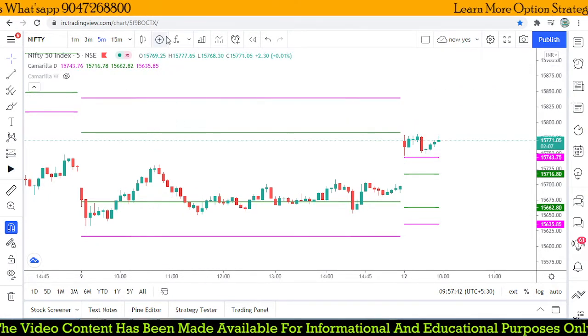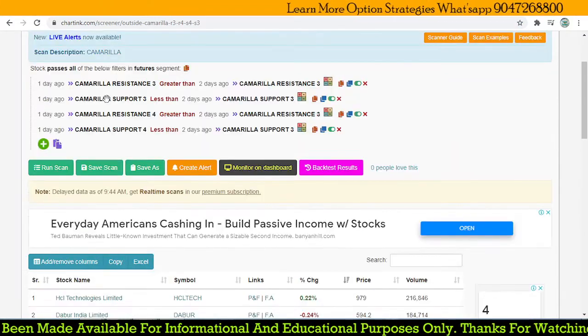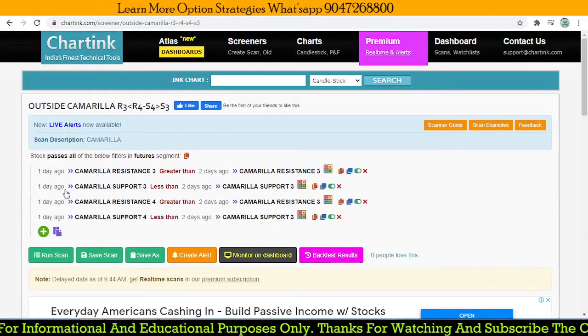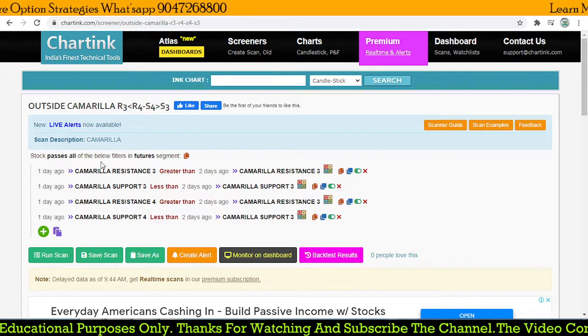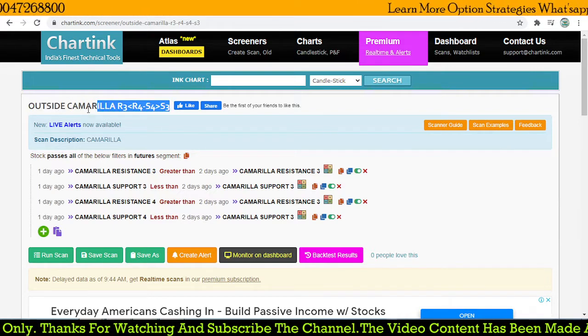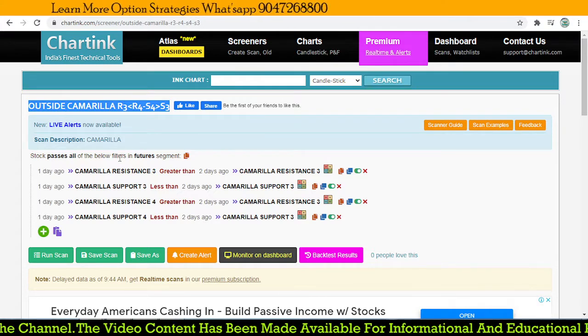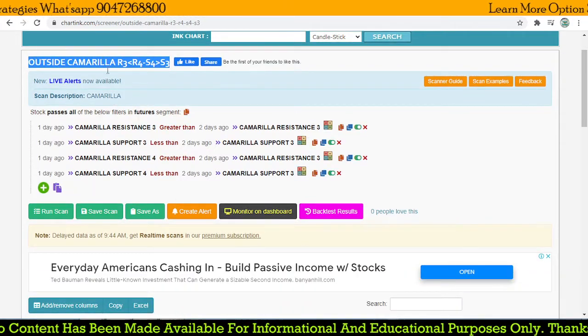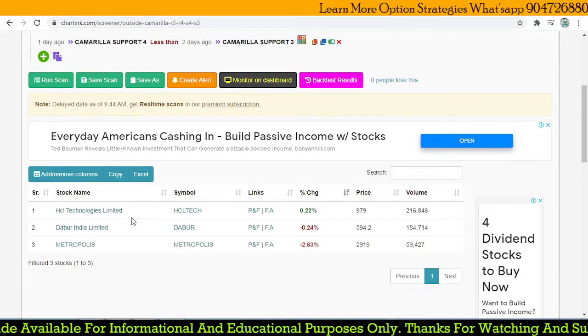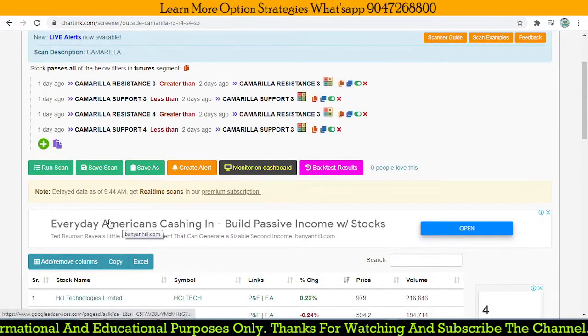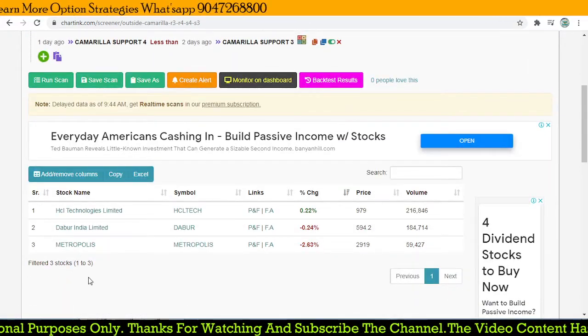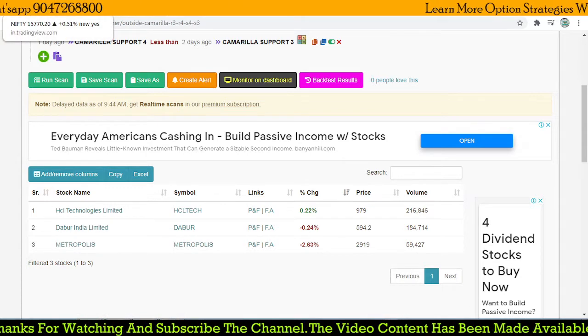And so for the other stocks, many are asking about the scanner in charting. You can use this title to identify the scanner. This is for the stocks which are outside the Camarilla relationship. These three stocks, we are expecting a range bound market today.